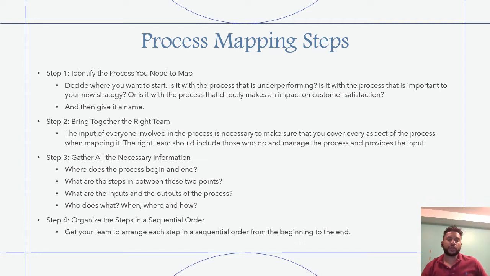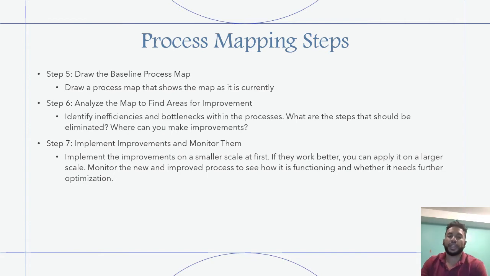Organize the steps in a sequential order. As we know, you've got to make the steps. Draw the baseline process map. So draw a process map that shows the map as it currently is, just a basic process map. Analyze the map to find areas for improvement, and then implement improvements and monitor them.